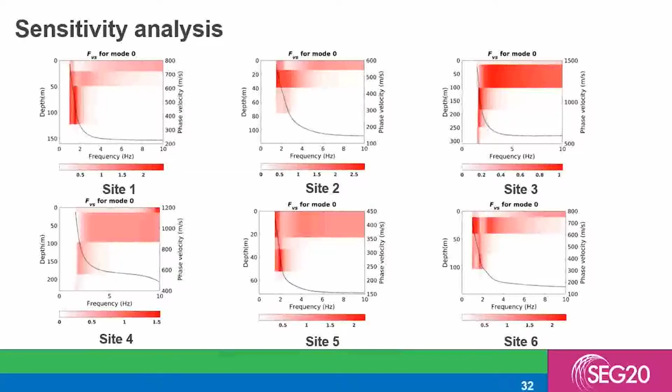If the inversion layer at certain depths has no impact on the dispersion curve, then the inversion result in that layer is not reliable. For example, in site 1, the layer at 150 meters has little impact on the dispersion curve, so the inversion result in that layer is not that reliable. We can only trust the layers that can impact the dispersion curve.